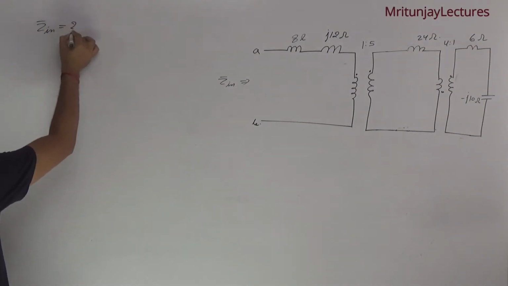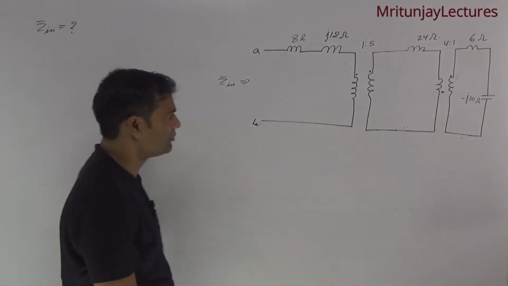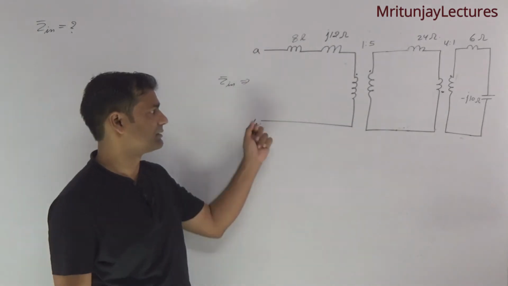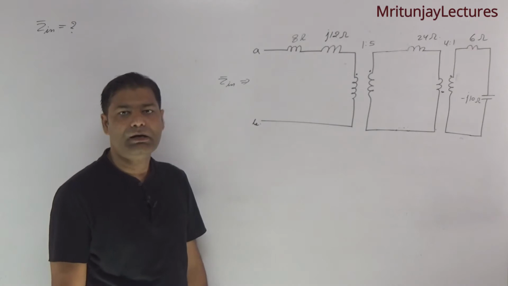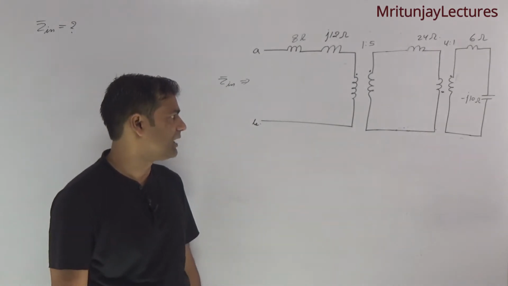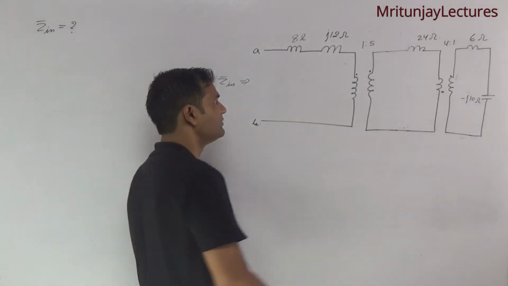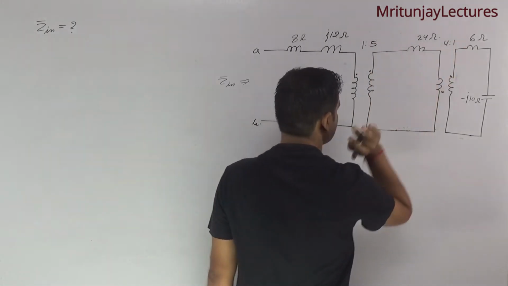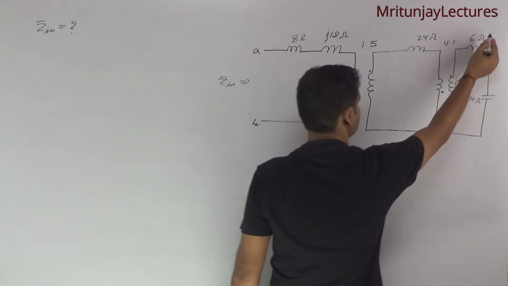Now our motto is to determine Z input, the input impedance corresponding to the AB circuit. The turn ratios are also given, that is 1:5 and 4:1. So first of all, solve this circuit.